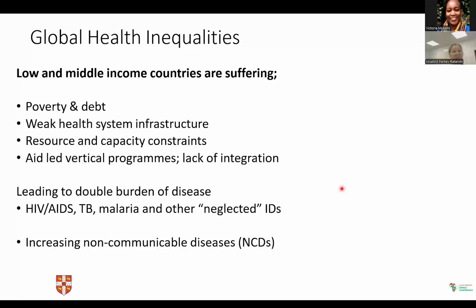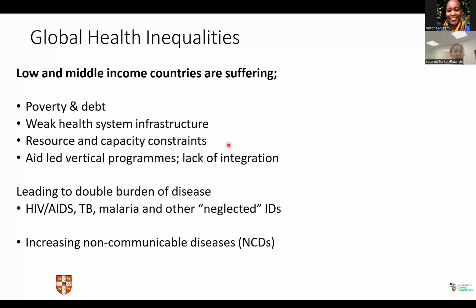So lower middle incomes are suffering because of the joint problems of poverty and debt. So they're poor countries, but they also owe a lot to other richer countries. And this is hamstringing them in terms of spending money locally because they're paying back debt. They have weak health system infrastructure. And the last slide was showing how the health infrastructure is leading to excess mortality.